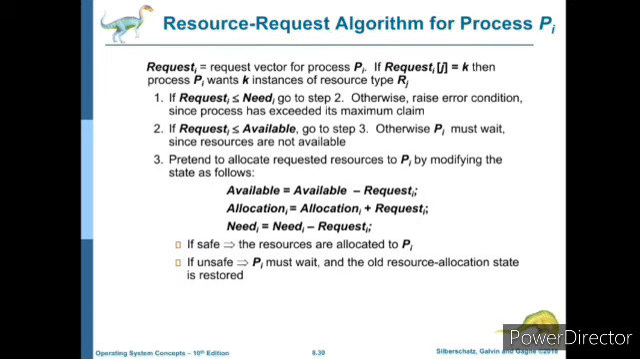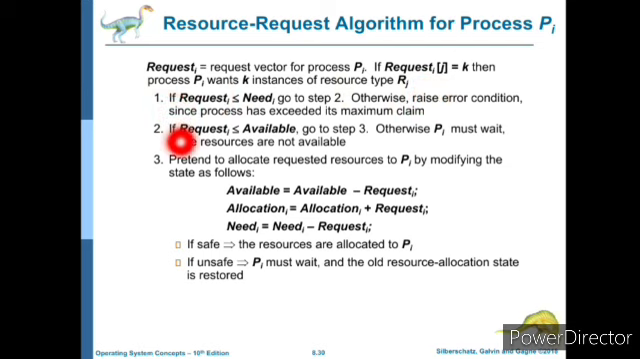Okay. Next we have the resource request algorithm for process Pi. Let Request[i] be the request vector for process Pi. If Request[i][j] is equal to k, then the process Pi wants k instances of resource type Rj. That is, here the process Pi is requesting resource type Rj. How many instances is it requesting? k instances.